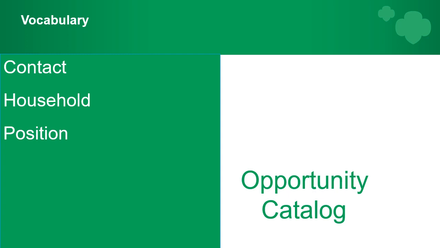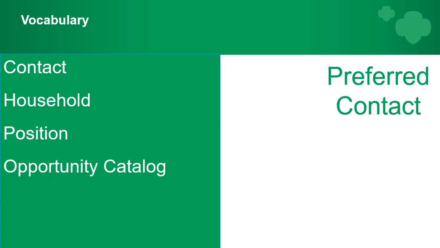The Opportunity Catalog is the online troop database. When a potential member goes to the website and clicks Join Now, they fill in a few pieces of basic information and then are taken to the Opportunity Catalog where, based on their zip code and grade, they can search for a troop. If they have the troop number, they can search by troop number as well.